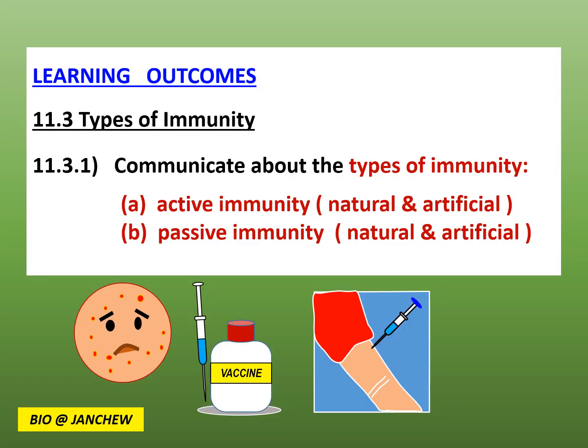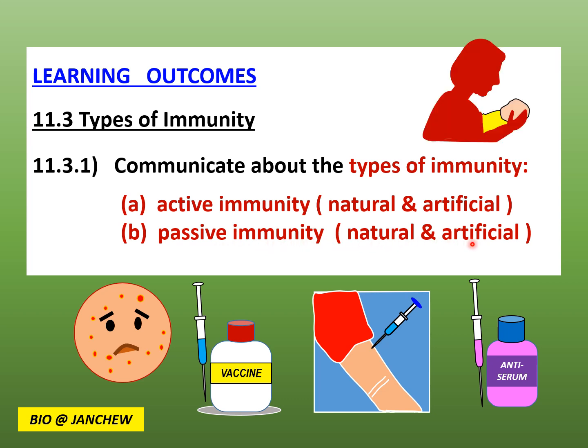The learning outcomes for today's lesson are as follows. For subtopic 11.3, types of immunity, after this lesson you should be able to communicate about the types of immunity, that is A, active immunity, and B, passive immunity. For active immunity, there are two types, natural active immunity and artificial active immunity. And similarly, for passive immunity, there are two types, natural passive immunity and artificial passive immunity. So we have to understand and also be able to explain these types of immunity.